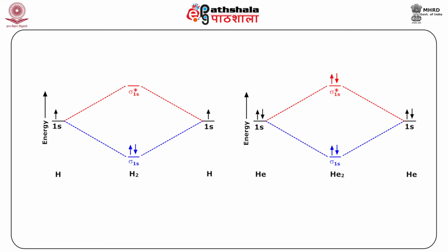Dihydrogen contains 2 electrons in both atomic orbitals and hence forms a sigma bonding orbital, whereas in dihelium there are 4 electrons. Therefore, 2 electrons go to the sigma bonding orbital and 2 electrons go to the sigma anti-bonding orbital. Therefore, we can say that there is no bond formation between the helium atoms in the dihelium molecule. Hence, dihelium does not exist.